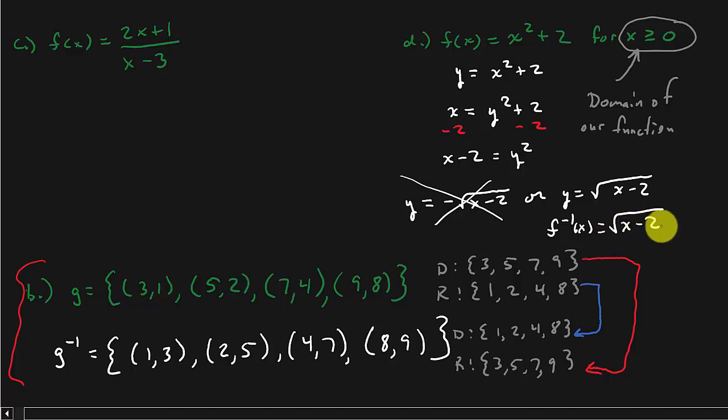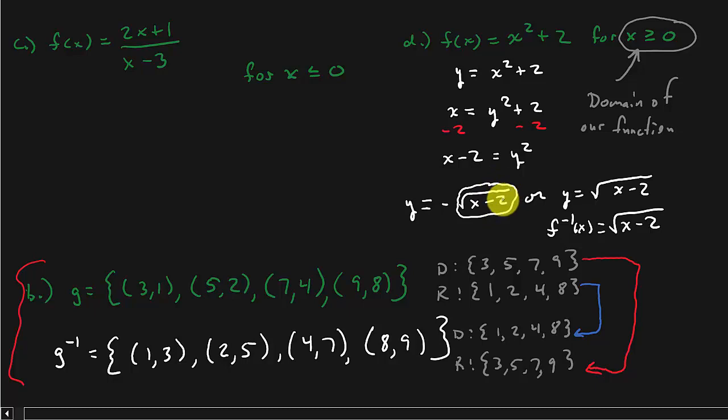Now, at the same time, let's look and see if this said for x less than or equal to 0. Instead of the problem saying this, what if it said this? Well, then we would want to know which one is going to give us negative values. Well, if we look at this one, remember the square root, that's going to always give us positive values.